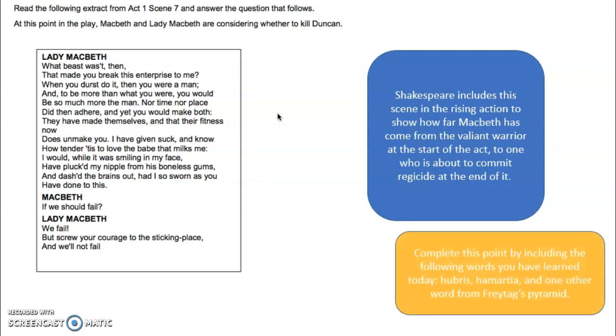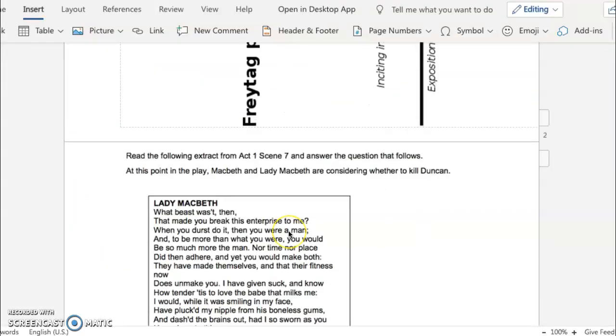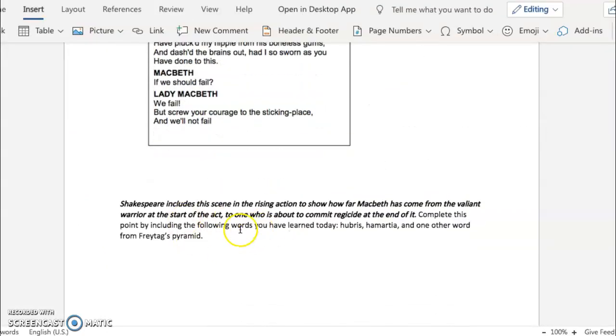So your task is this: complete this point by including the following words that you have learned today: hubris, hamartia, and then one other word from Freytag's Pyramid. It's in your document. It's all here. Please go ahead, fill that in, email it to your teacher. Email them if you have any problems. Good luck.